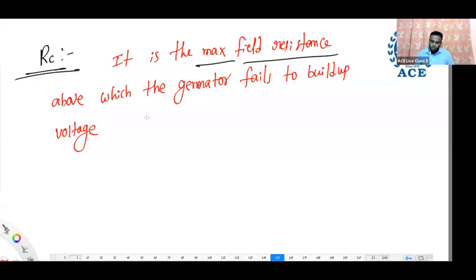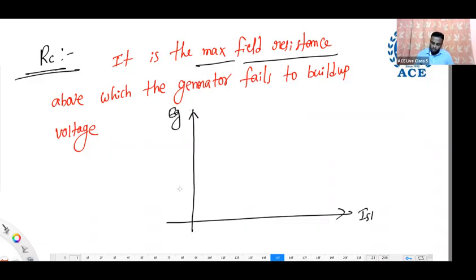Okay, now let's see how to find critical field resistance. This is the OCC we got previously, EMF versus field current ISH. This is the OCC.